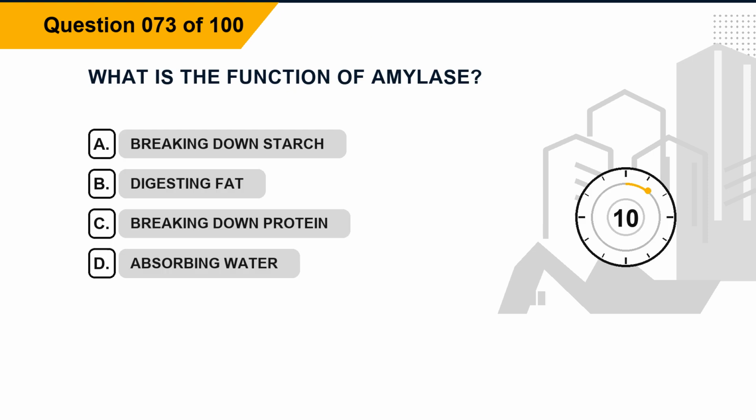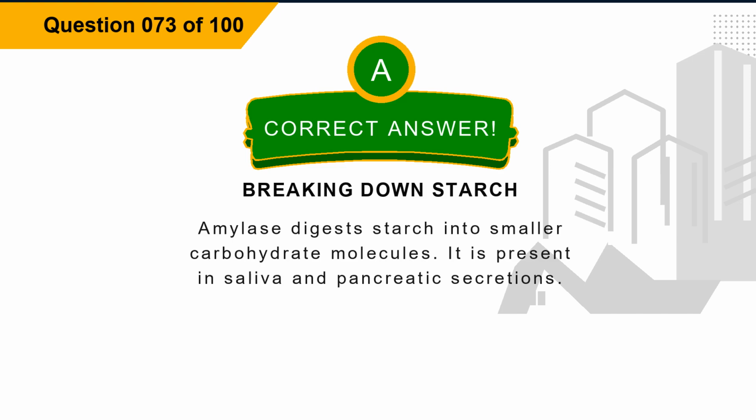Question 73. What is the function of amylase? Option A, breaking down starch. Option B, digesting fat. Option C, breaking down protein. Option D, absorbing water. The correct answer is option A, breaking down starch.